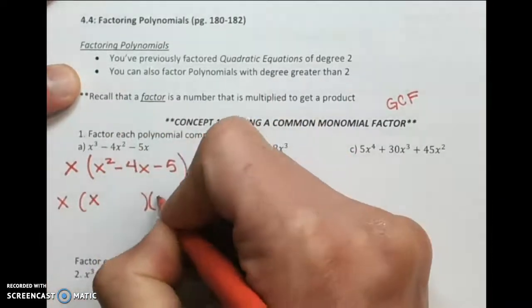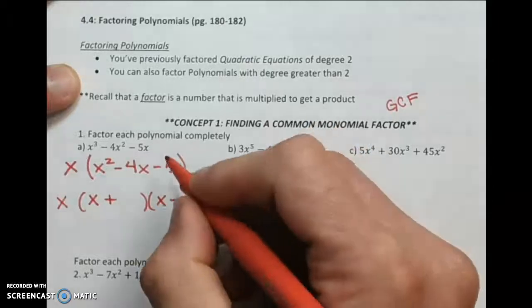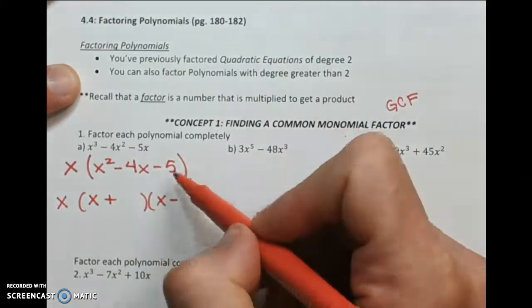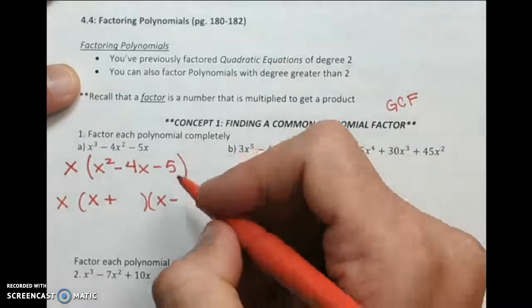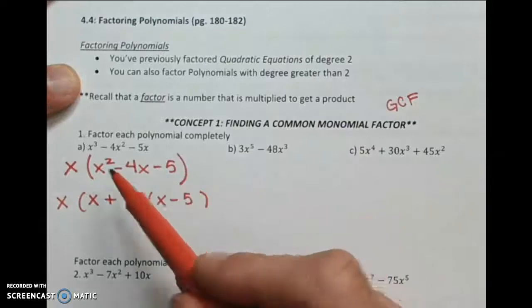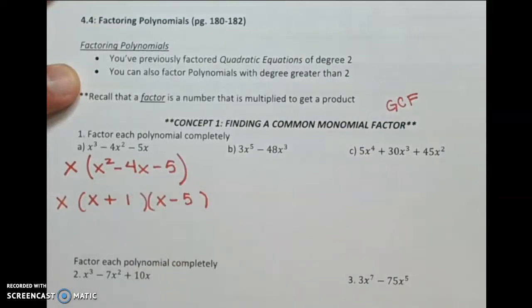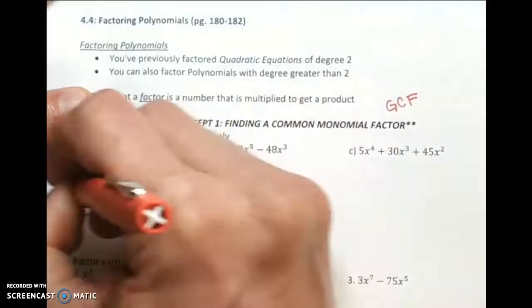And say x times x is x squared. A positive times a negative is a negative, because I got to multiply to give you a negative and add up to give you a negative. What's going to go here? Well, negative 5 and positive 1 multiply to give me negative 5, add up to give me negative 4. And that's it. I'm done. I factored completely.